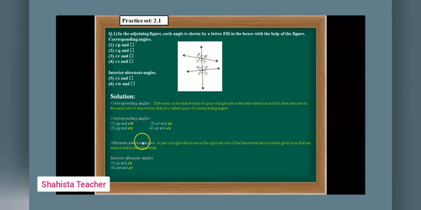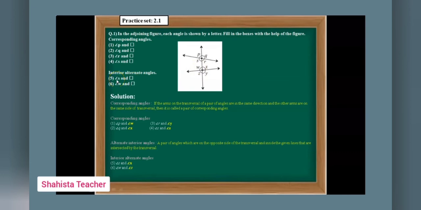So interior alternate angles are a pair of angles which are on the opposite side of the transversal and inside the given lines. That means this is the internal part inside the given lines that are intersected by the transversal. See here, this line is a transversal for these two lines, and this is the internal part, and here this is the alternate angle. For angle S, the alternate interior angle is angle X. For angle R, the alternate interior angle is angle W. So in this way we have to fill these boxes.